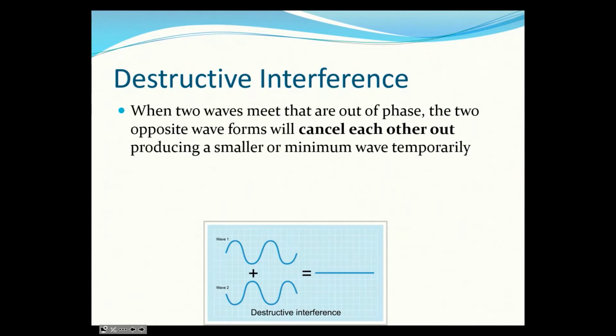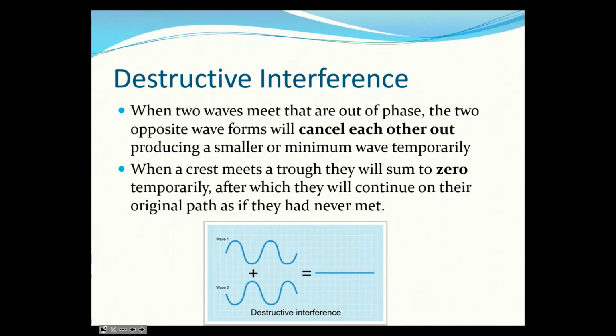Destructive interference is when they meet out of phase and the two waves can cancel out, or if they're not exactly the same, they can produce a smaller or minimum wave temporarily. So when a crest meets a trough, they will cancel out temporarily and then pass through as if they'd never met, right? So here, let me draw my equilibrium line. Ooh, that was bad. We have crest meeting up with trough and trough meeting up with crest. So this is kind of like +2 and -2. If we add them together, it gives us nothing, right? This is -2 and this is +2. It equals out and gets nothing.